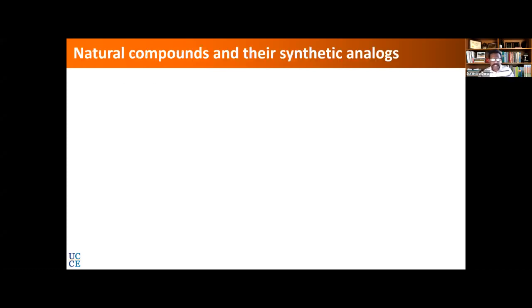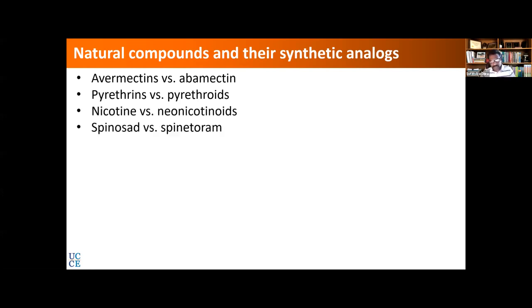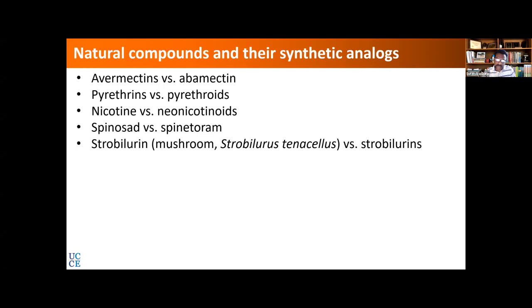Then I just want to bring your attention to this comparison, like how these abamectin, pyrethroids, neonicotinoids, and spinetoram are produced, or how they are developed. When you have these natural molecules that have fungicidal or insecticidal or acaricidal properties, you look at them, and then you have to increase the scale of production to a commercial level.